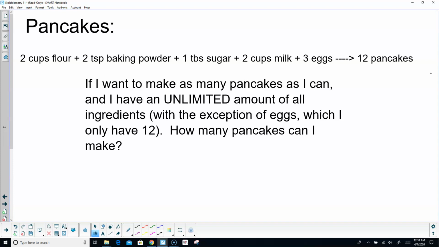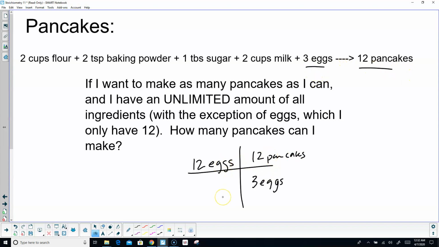This is essentially stoichiometry. So I have all the flour in the world, all the baking powder, all the sugar, all the milk, but I only have 12 eggs. Well, if I asked you how many pancakes you would make, what you would do is use your knowledge of dimensional analysis. You say, okay, I've got 12 eggs, and according to my recipe, I need 3 eggs for every 12 pancakes. Isn't that how that works? That's their ratio, 3 eggs to 12 pancakes.